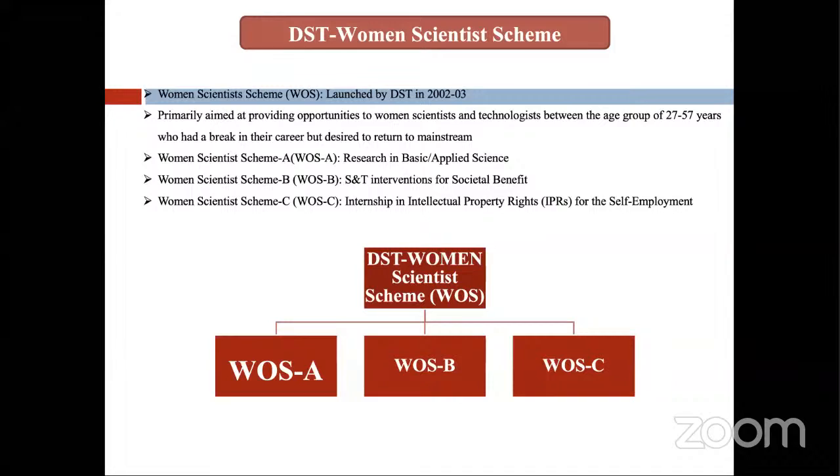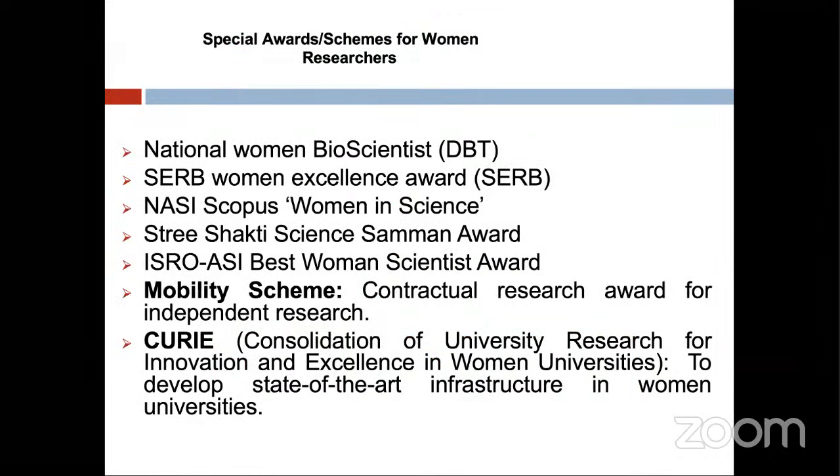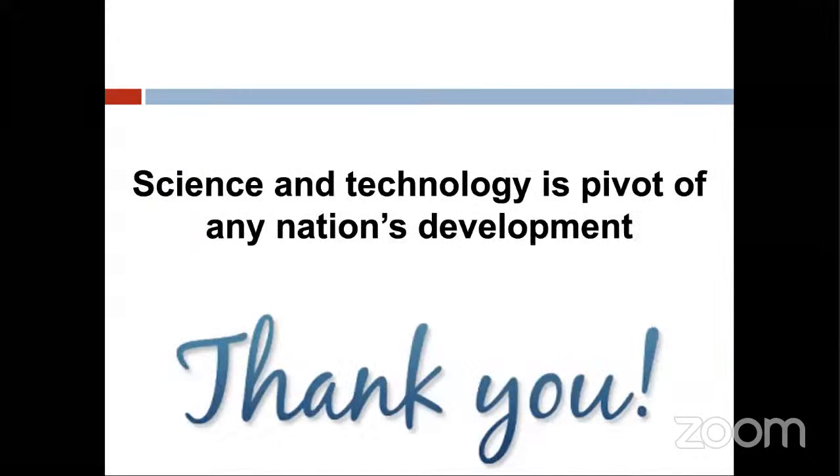Then the science should convert into technology, which is good for society. Then intellectual property rights, you should know what your intellectual property rights are regarding any product. These are again some awards for Women Fellowship, Curie, Mobility Schemes, ISRO, IC, Stree Shakti, Science Samman, etc. So that's all for this, and science and technology is pivotal to any nation's development. You cannot ignore science and technology while you are thinking of development. That's all from my side.